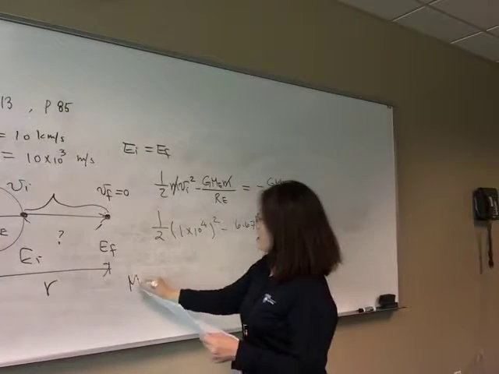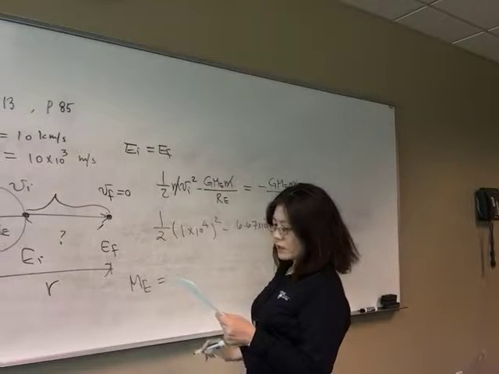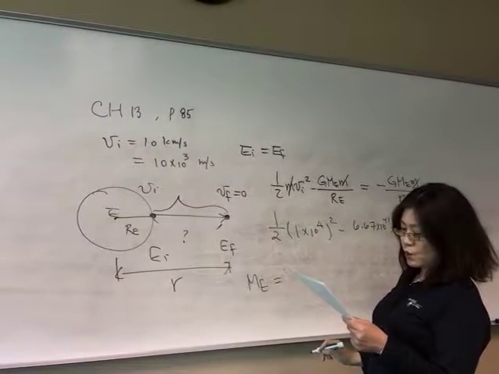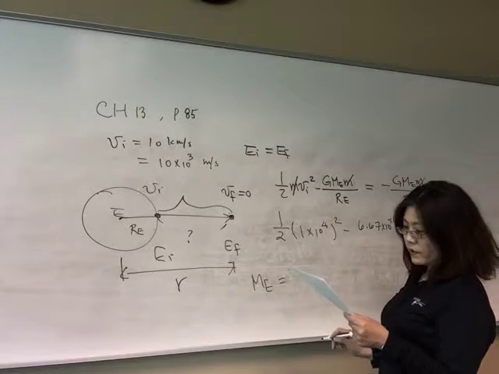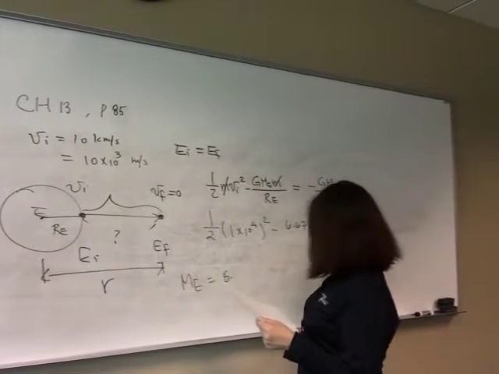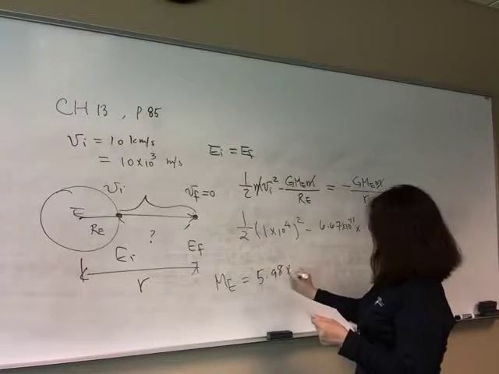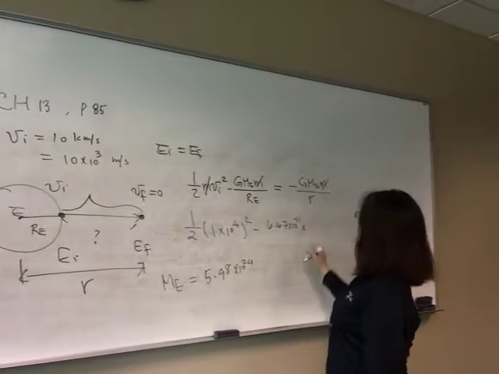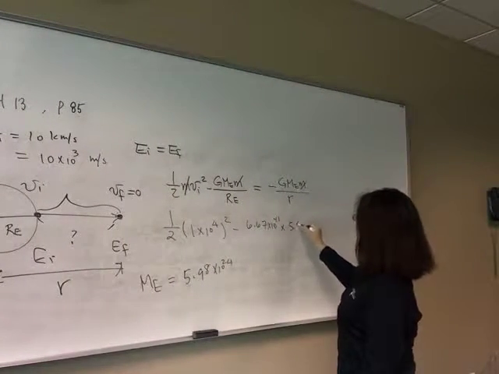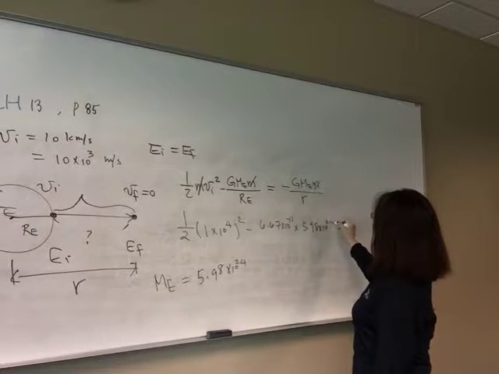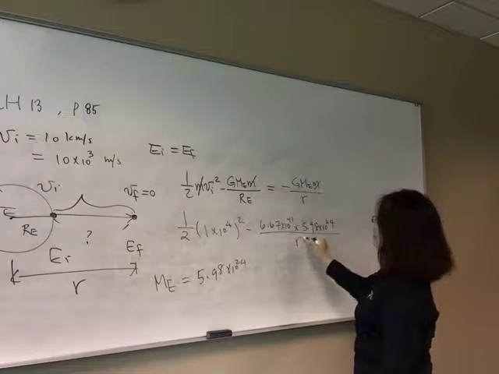And the mass of the Earth, again, that's from the back of the book. The mass of the Earth is equal to 5.98 times 10 to the 24th. So you have that, 5.98 times 10 to the 24th, and over your R, which is unknown.